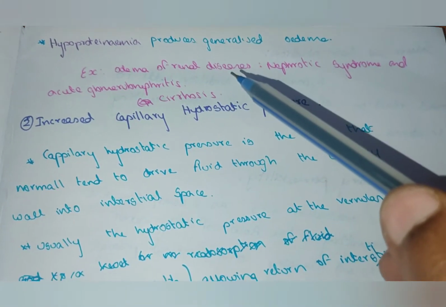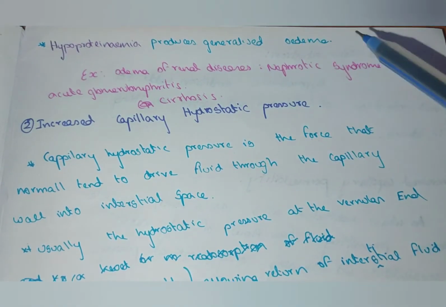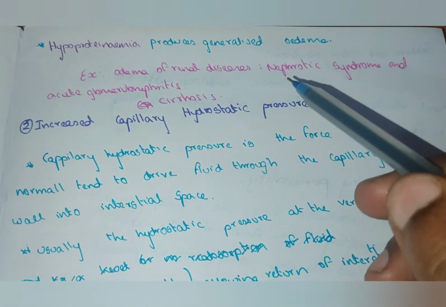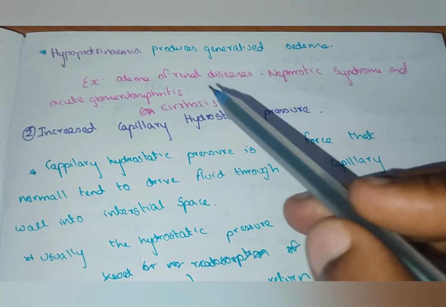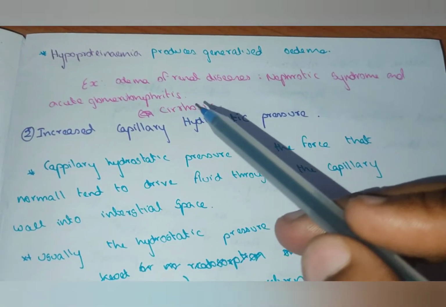Edema of renal disease, for example nephrotic syndrome and acute glomerulonephritis. In the liver, it is caused by cirrhosis.